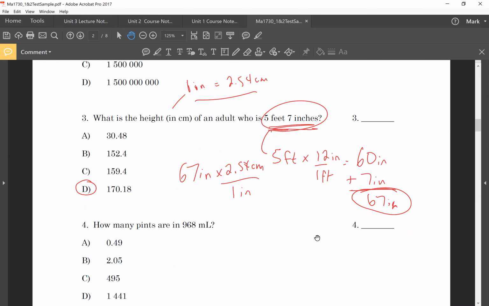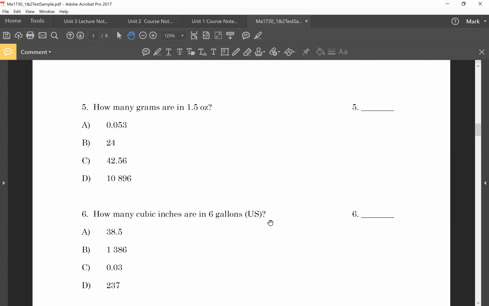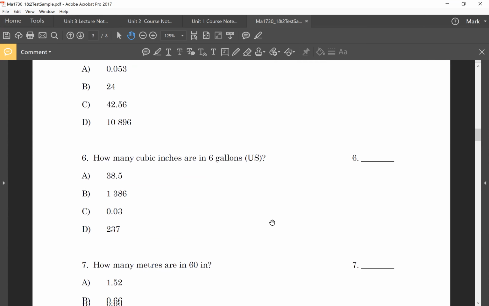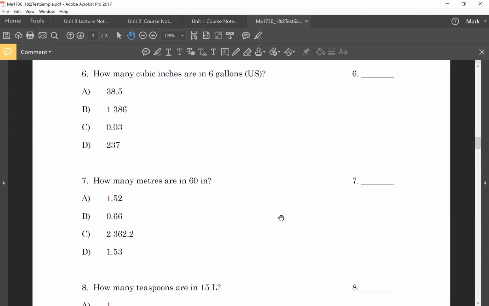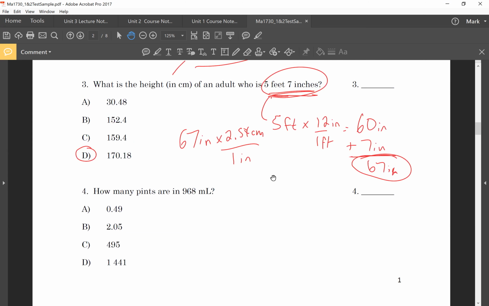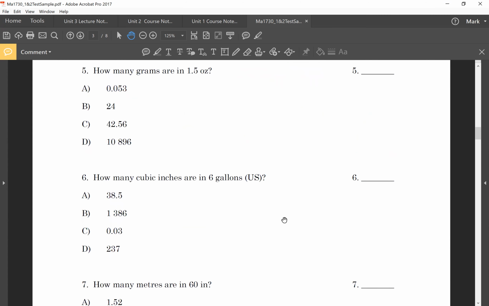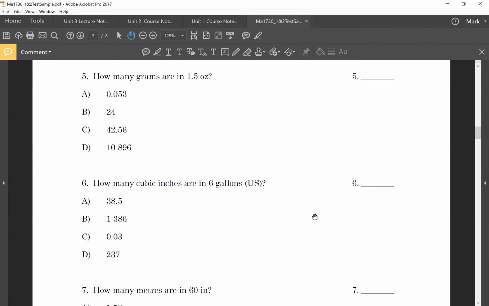All right. Now, what about this one? I won't do all of these, by the way. Like these are all unit conversions. I'll just do one more. Let's look at number 6. How many cubic inches are in 6 US gallons?